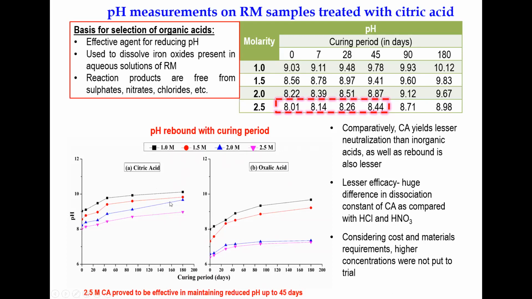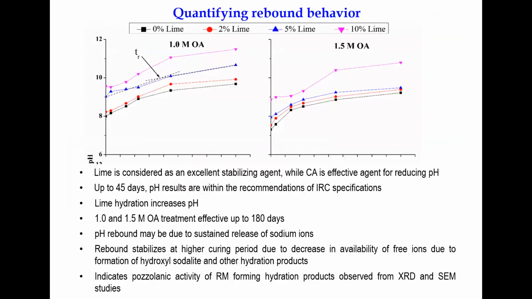If you look at the pH rebound curves here, we monitored the pH rebound for longer periods, up to 180 days. There is a clear-cut rebound. We also tried to quantify at what time it becomes constant, a plateau. Up to 45 days, the rate of rebound in the pH is significant, and after 45 days it almost becomes constant. That means the chemical reactions nearly saturate post stabilization at approximately 45 days.